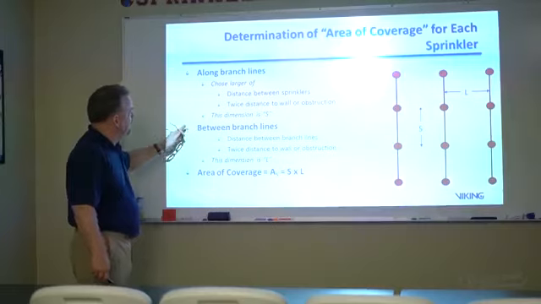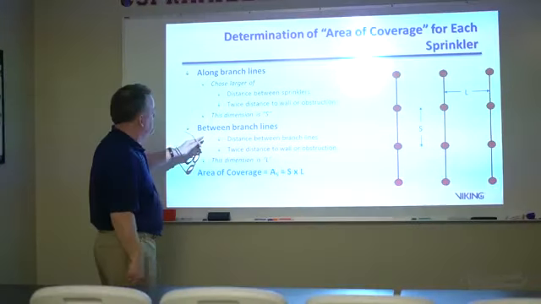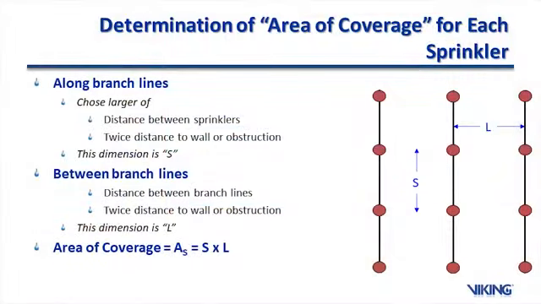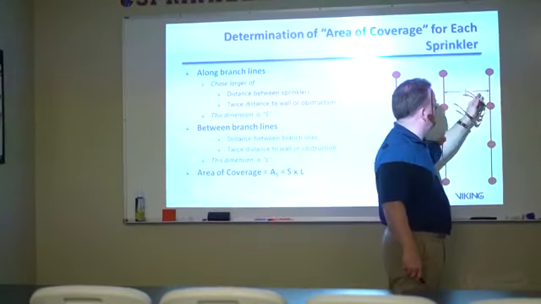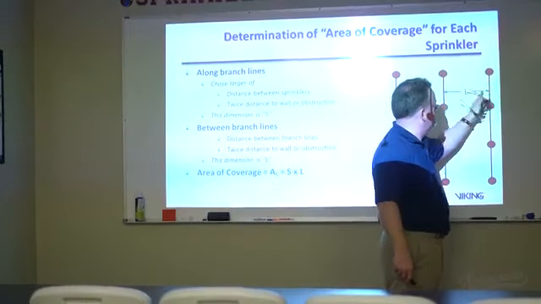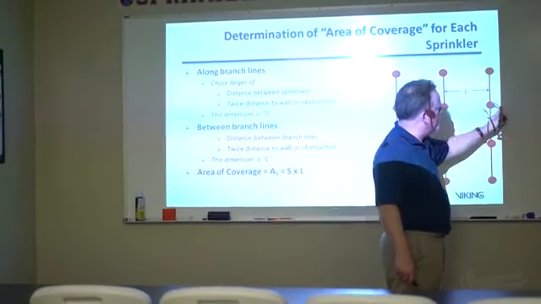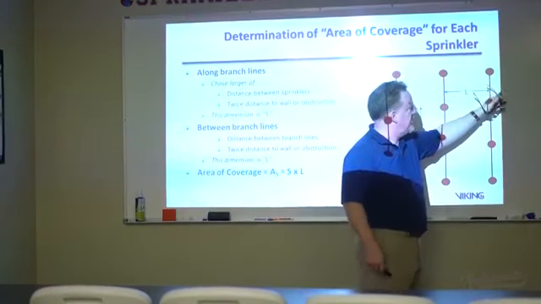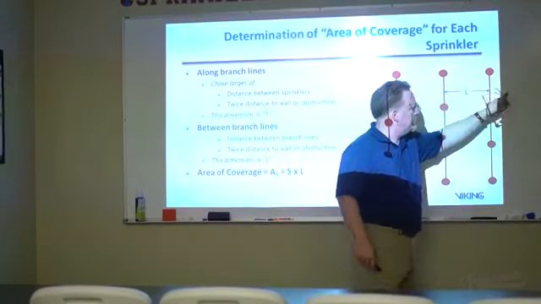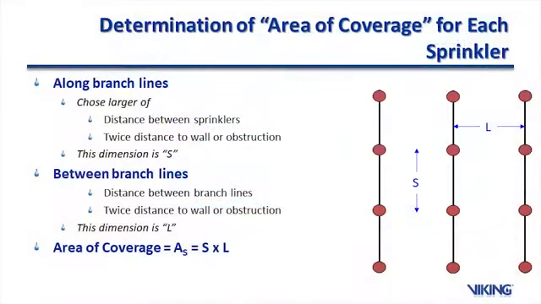Okay? And then between the lines, L is the distance between the branch lines, or whichever is greater, twice the distance to the wall or the obstruction. So what this needs to be here is L, and then we measure to the wall, and that's left. If the wall is the edge of the picture here, then obviously these sprinklers are less than half that distance to the wall. So we can use, in this case, S times L. And then the area of coverage, A sub S, the area of the sprinkler, equals S times L.